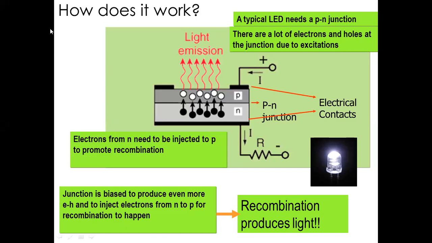Sir, when the electricity is supplied to the PN junction, the electrons in the N region get excited, and due to this excitation, they need to jump to the P region for recombination, and that recombination produces the emission of light.